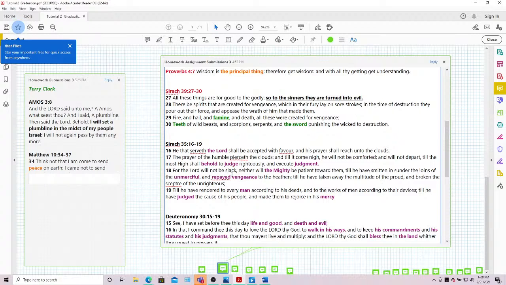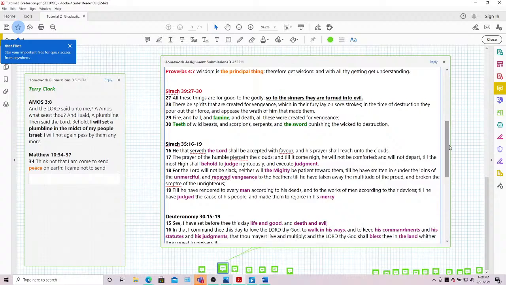For the Lord will not be slack, neither will the mighty be patient toward them, till he have smitten and sundered the loins of the unmerciful, and repay a vengeance to the heathen. So these are adversaries of God. Till he has taken away the multitude of the proud, so the people that are uplifted in heart, and broken the scepter of the unrighteous, till he has rendered to every man according to his deeds, and to the works of men according to their devices, till he has judged the cause of his people and made them to rejoice in his mercy. And, Sister Brown, and she hit that right on the head. I ain't got nothing to say there.